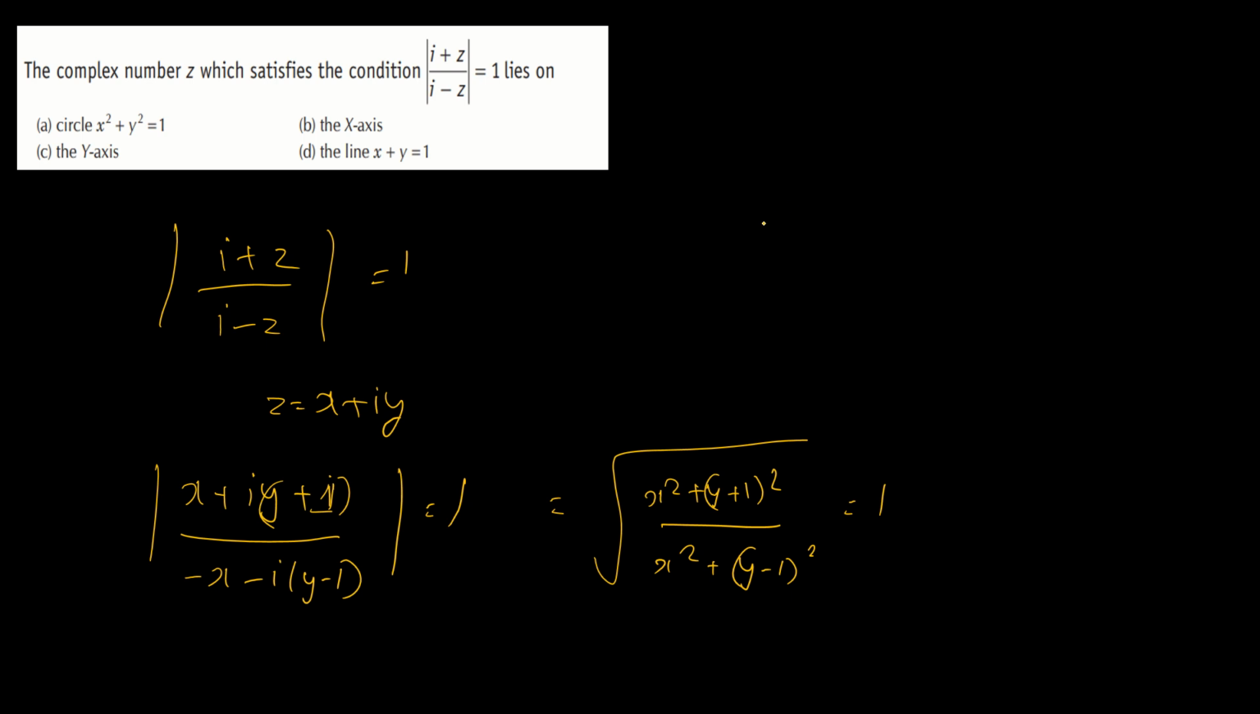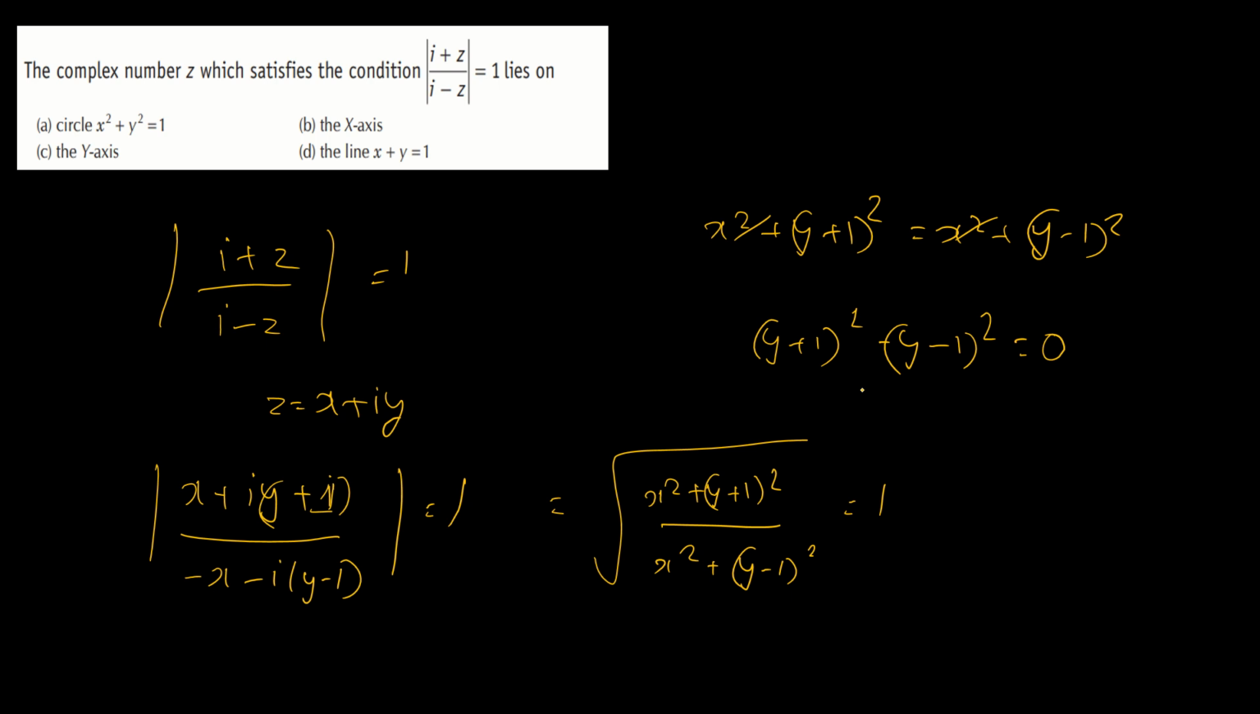So eventually we get x square plus (y plus 1) whole square equal to x square plus (y minus 1) whole square. We can cancel out these two. So (y plus 1) whole square minus (y minus 1) whole square equals 0. If you know the identity, the result is 4y equal to 0, which implies y equal to 0.